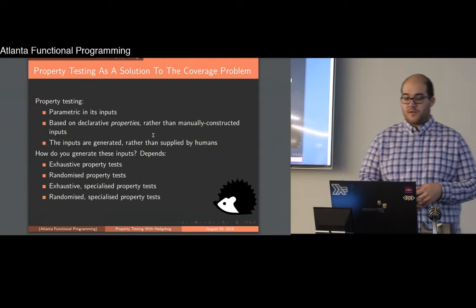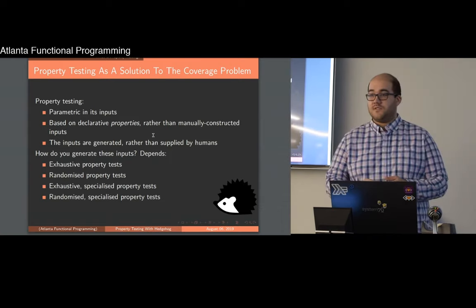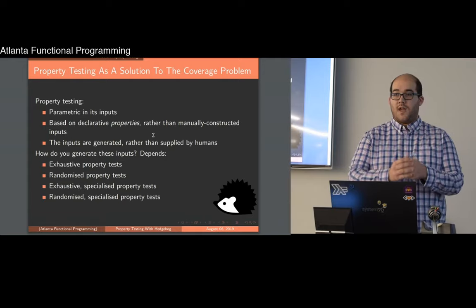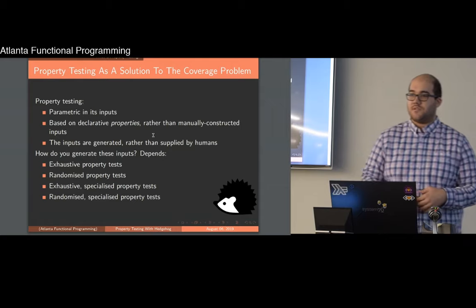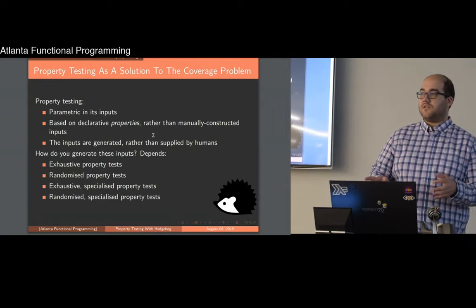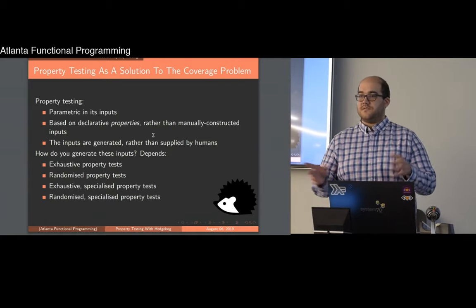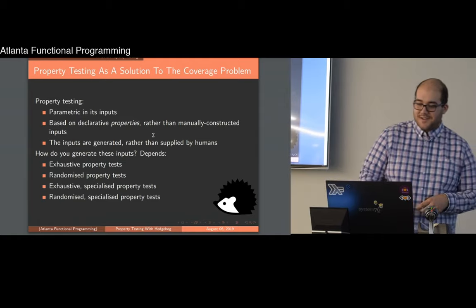So there are exhaustive property tests, which means that you want to test for every possible input. And of course, for a lot of types, this just isn't possible. You can't test every possible string. You can't test every possible 64-bit integer. You can, but it would take a really long time.